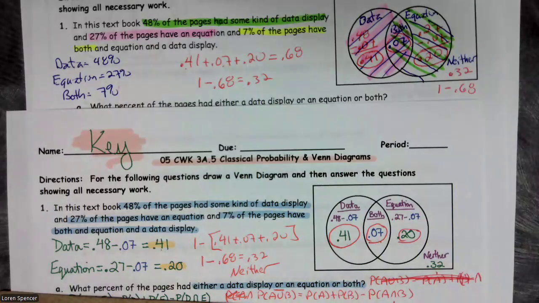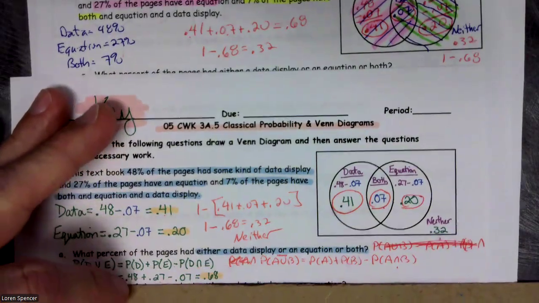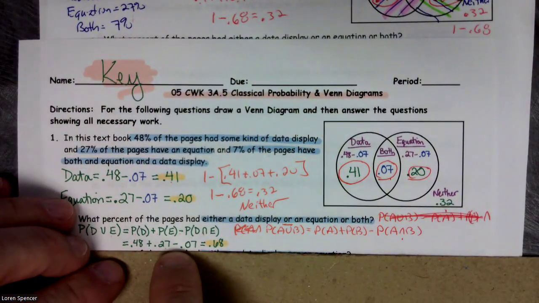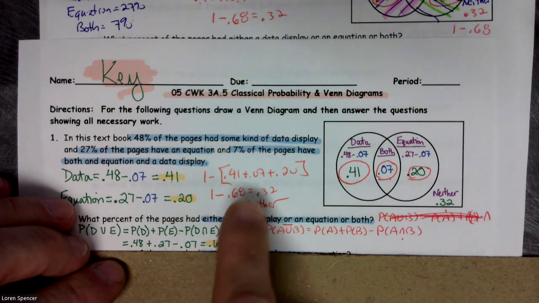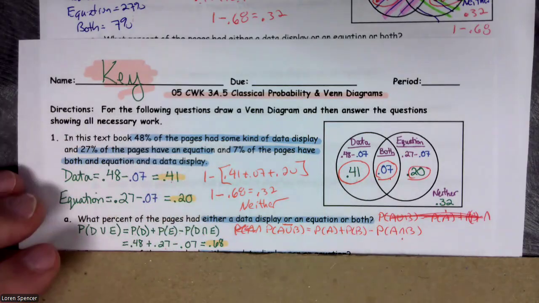we notice the both gets counted twice. And because it got counted twice, we have to subtract it out. So when we subtract it out, we get 0.48 plus 0.27 minus 0.07 is 0.68. And guess what? That's what we got when we added just the individuals.